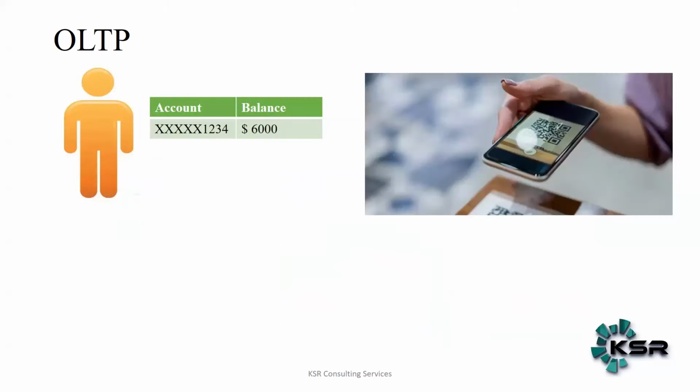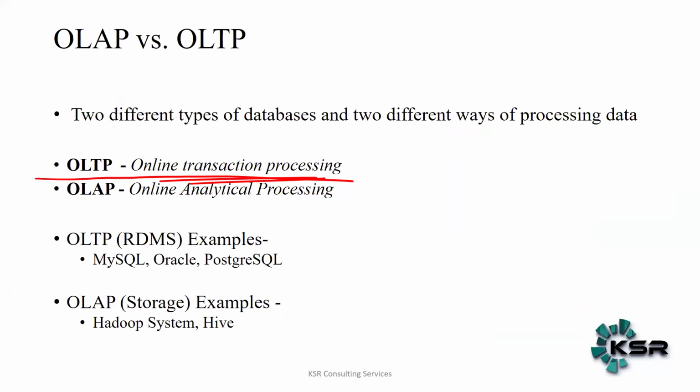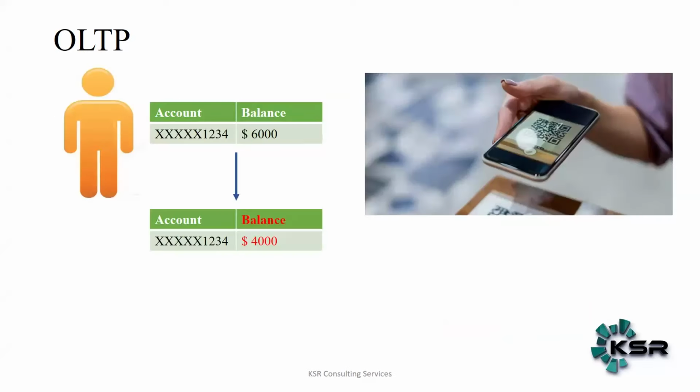Now let's see another type of transaction, which is called online analytical processing. We'll see what this online analytical processing is. The one which we have seen is online transactional processing. Now we'll look at online analytical processing. We also call it OLAP. One is called OLTP, another is called OLAP. Let's see what this OLAP is.